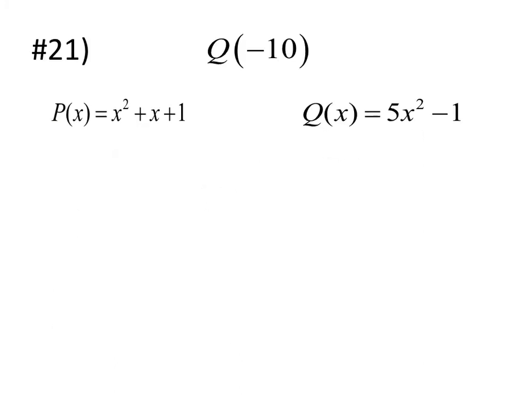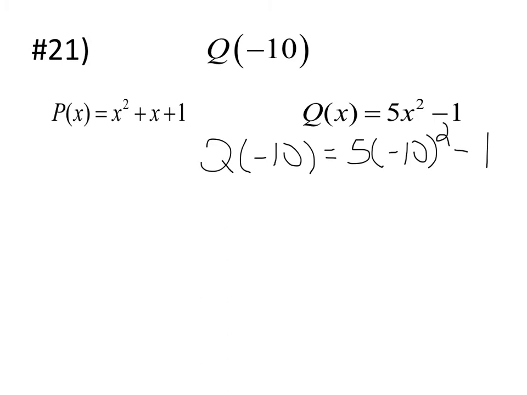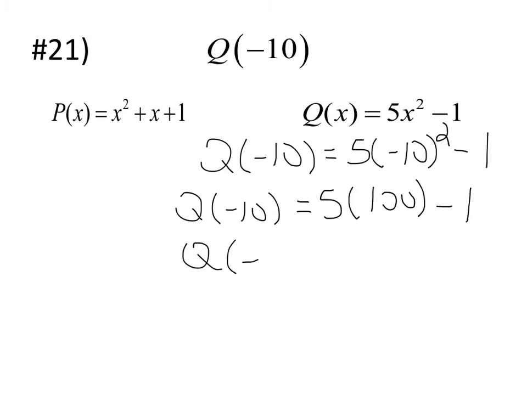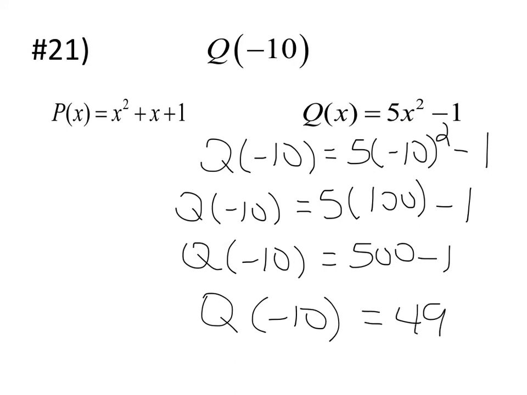Okay, so q of negative 10. This time are we going to plug into p of x or q of x? Yep, q of x, because it says q of negative 10. So q of negative 10 is equal to 5 times negative 10 squared minus 1. Now what's being squared here? Just x, because there's no parentheses. So q of negative 10 is equal to 5 times negative 10 squared, which is 100, minus 1. 5 times 100 is 500 minus 1. So q of negative 10 is 499.